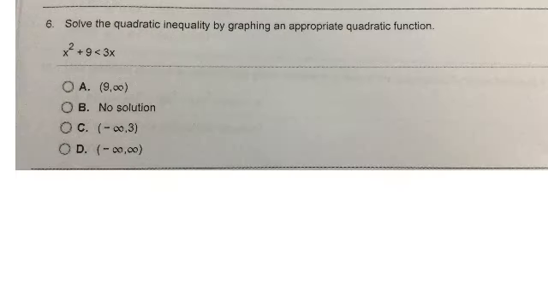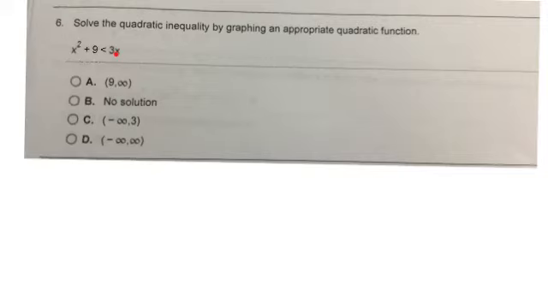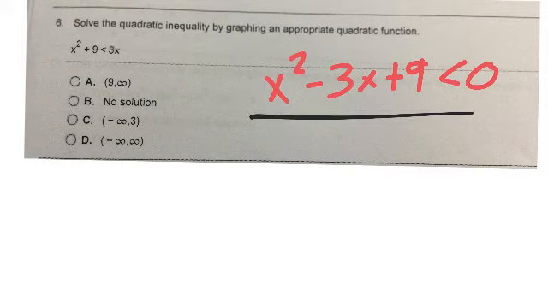Okay, on 7, I need to solve this quadratic inequality by graphing. So right now, it's not a quadratic because you have a variable on the right and a variable on the left. So I want to get them all to the same side. I'd move 3x over, it becomes negative. So now I have a quadratic that must be less than 0.